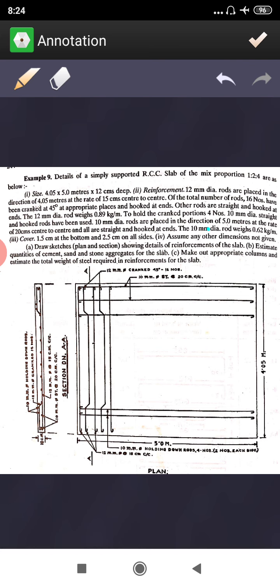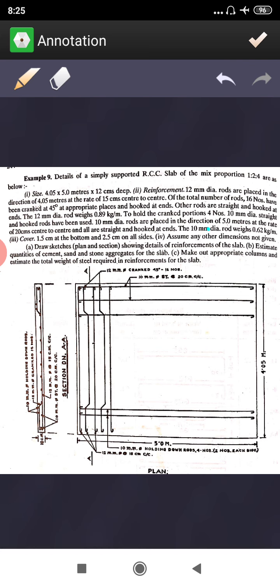12 mm dia straight rods with a spacing of 15 centimeter center to center. All the rods, cranked means bent up bars, as well as the straight rods, are at 15 centimeter center to center. The 12 mm dia rod weighs 0.89 kg per meter. So they have given the weight per meter, 0.89 kg per meter.